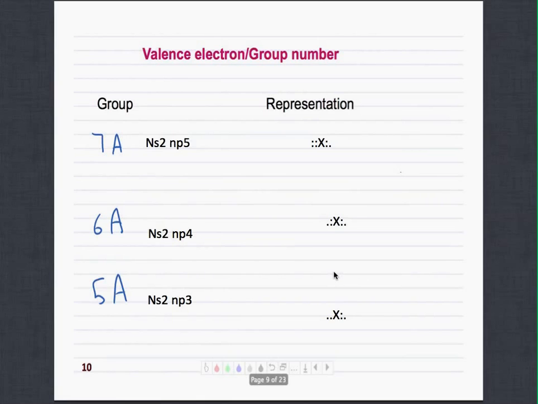Group 6A clearly is going to do 2 bonds, most of the time. Definitely there are exceptions. We're going to talk about those later on. 7A, 1 bond. Okay. Now we're going to go to 4A. Group 4A is ns2 np2.